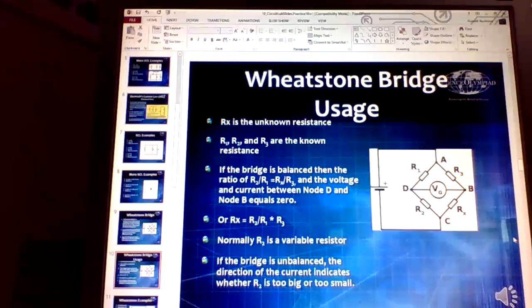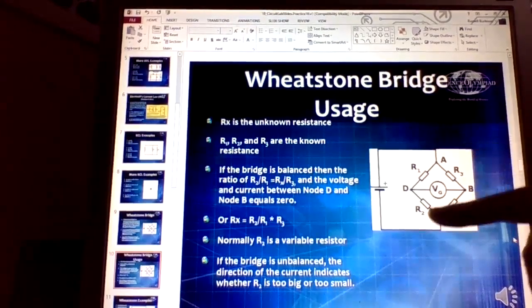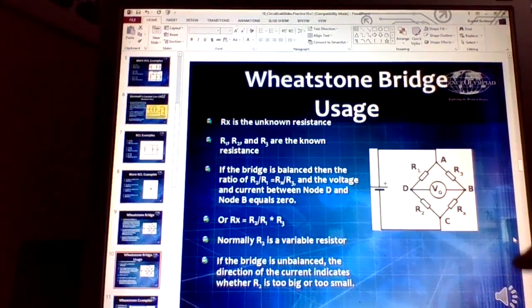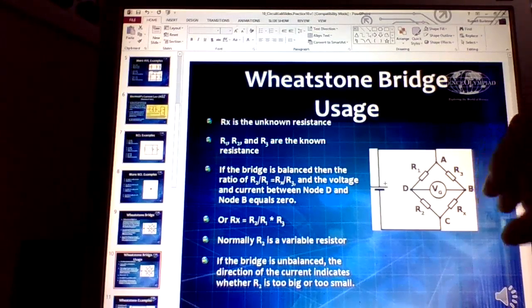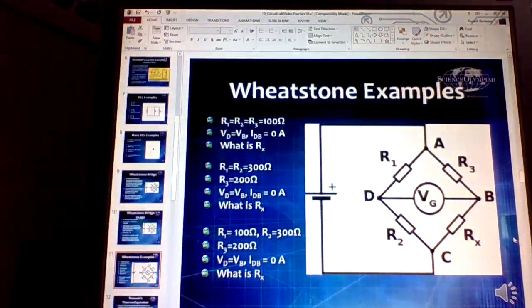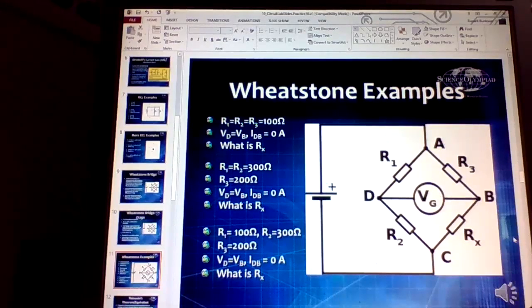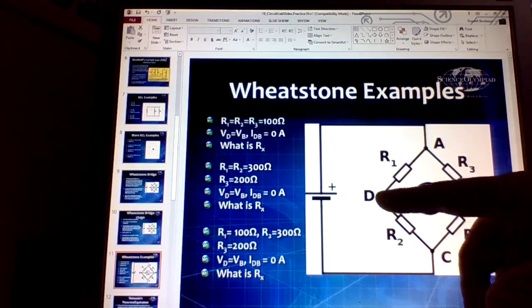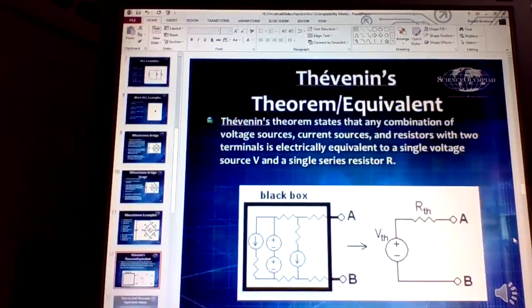Usually what they do is that they know these 3 resistances really, really well, and they can change the resistance ever so slightly until it gets into balance. Here's an example, and there are a lot of examples, but remember that when it's balanced, the voltage from D to B is 0. So is the current.